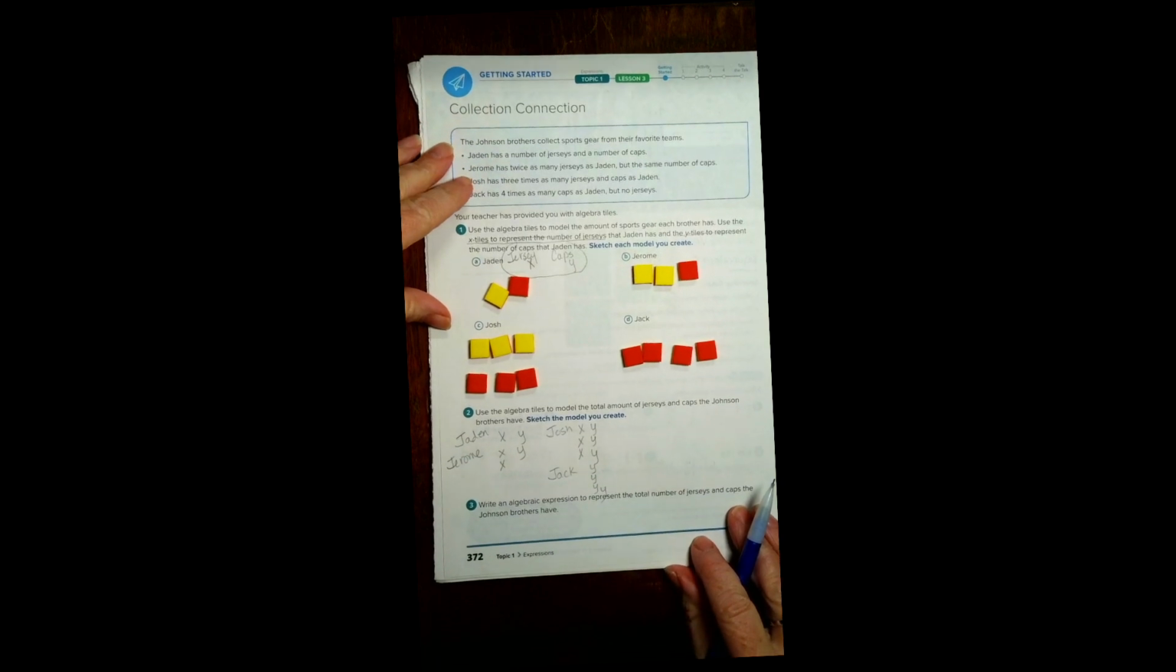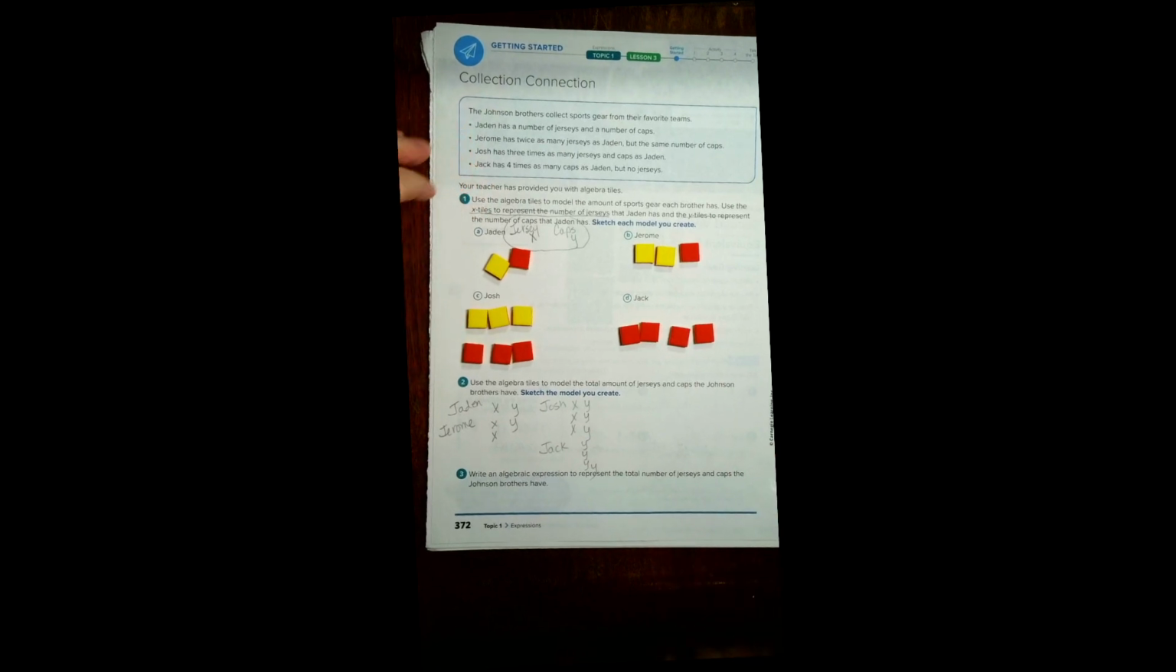So how many do they have all together then? So let's figure that out. Oh my goodness, you couldn't see that at all. I'm so sorry. I'll pause for a moment. Okay, hopefully you got that.